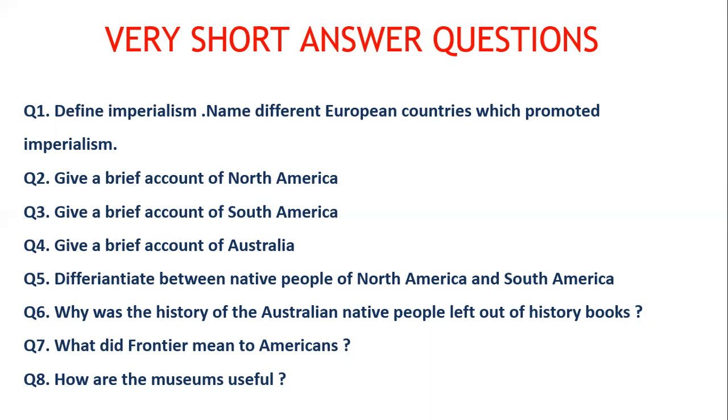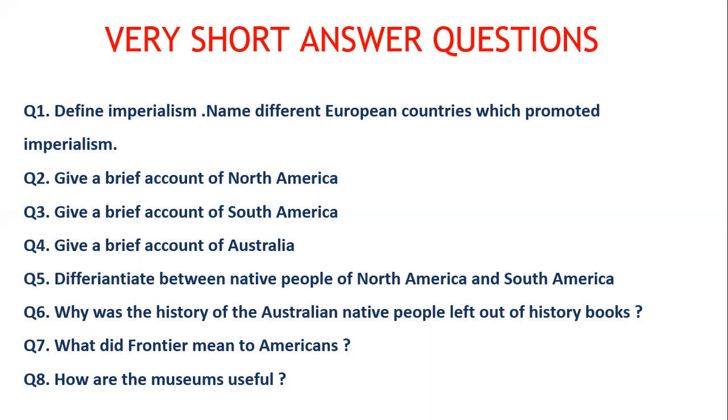What did the frontier mean to the Americans? For Americans, the word frontier did not mean any fixed boundary line, but it did mean ever changing and extending boundary lines. After the American Revolution or the War of Independence that took place between England and American settlers, the Americans gained independence from the slavery of England. Then they began to expand towards the west.